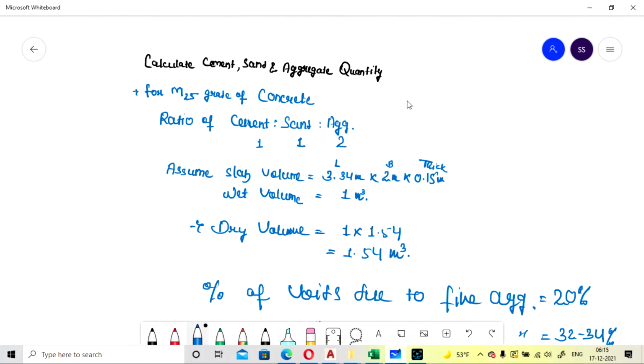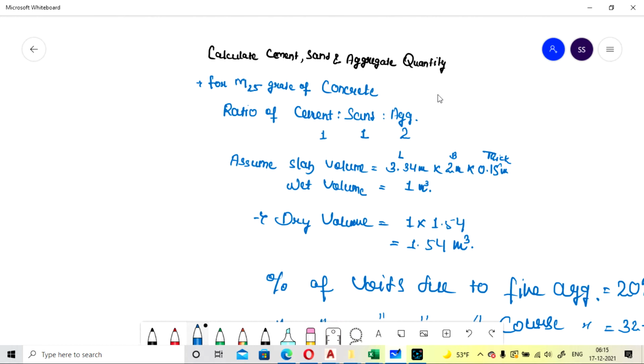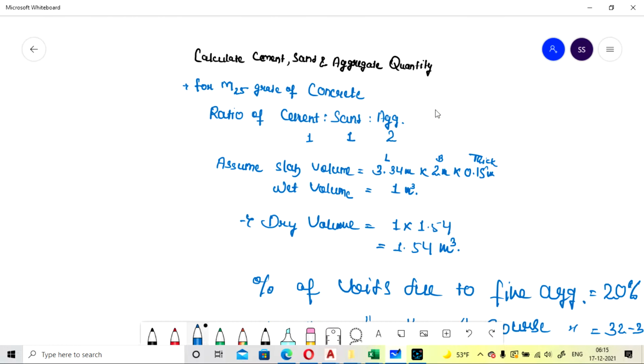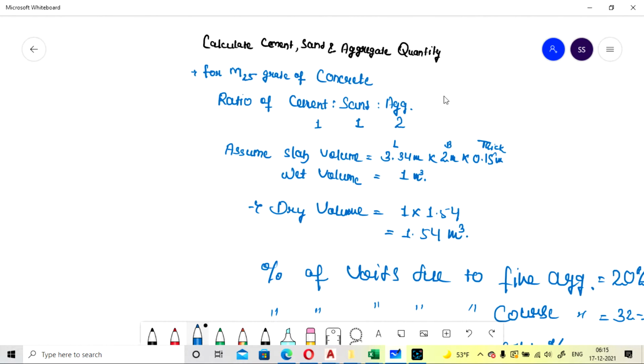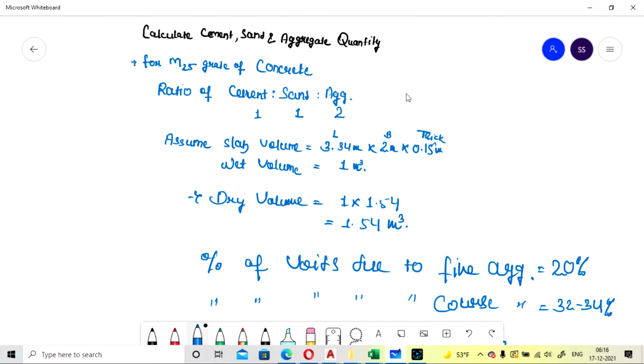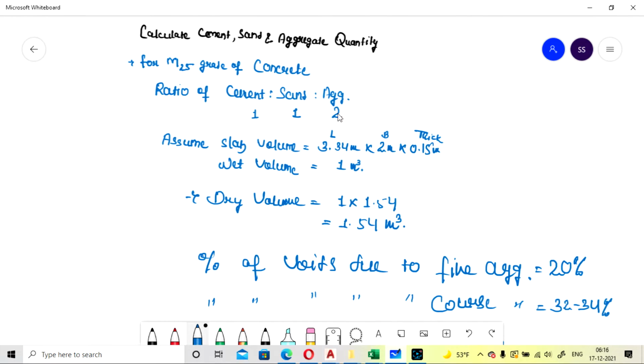Okay, so let's start the topic. So here is the grade of the concrete that we are going to take, that is M25, and the ratio for the M25 grade of concrete is 1:1:2. So this ratio will depend on the grade of concrete only. For M5, M10, M20, so for different grades of concrete the ratio will be taken accordingly. So for M25 it is 1:1:2, that is cement, sand, aggregate.